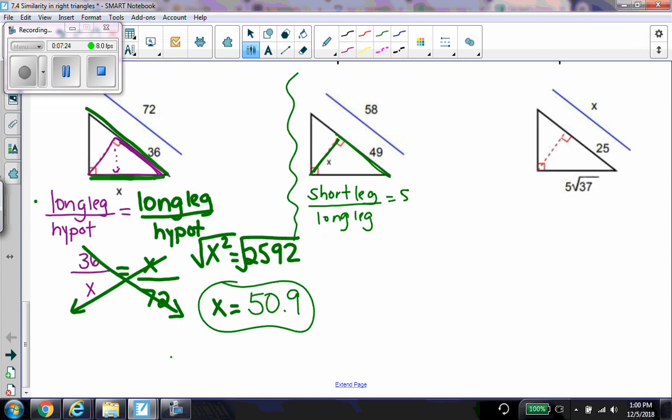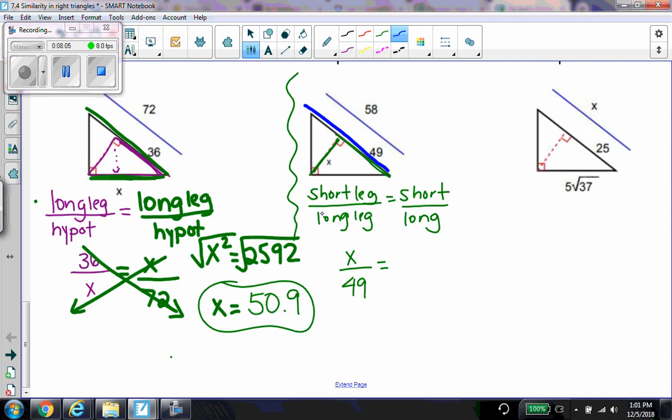And I'm going to set that equal to the short leg of the big triangle over the long leg of the big triangle. So my short leg would be 49, my long leg, right? That makes sense. My short leg is x, my long leg is 49. And then if I'm looking at my big triangle, they give me this, but that looks like the hypotenuse, right? I don't want the hypotenuse because I'm not using the hypotenuse at all.